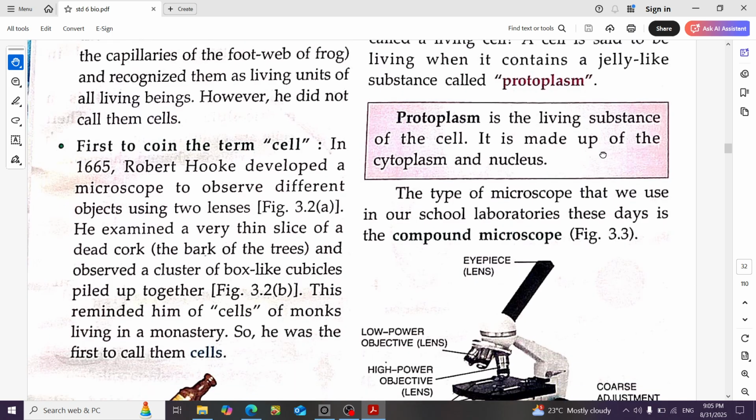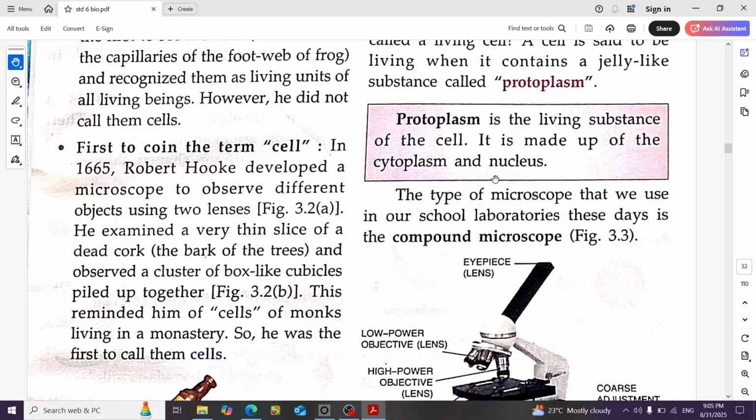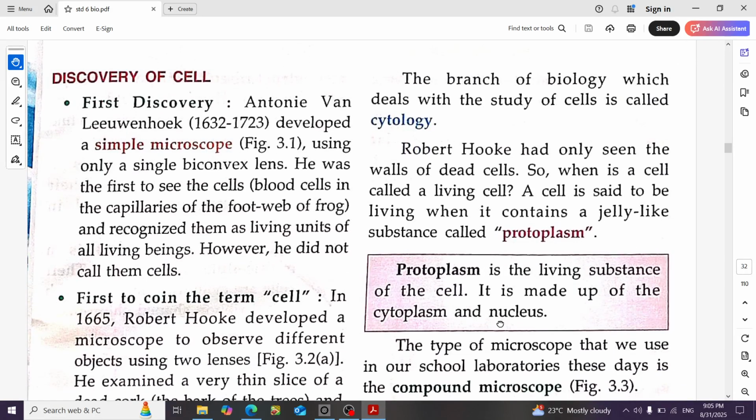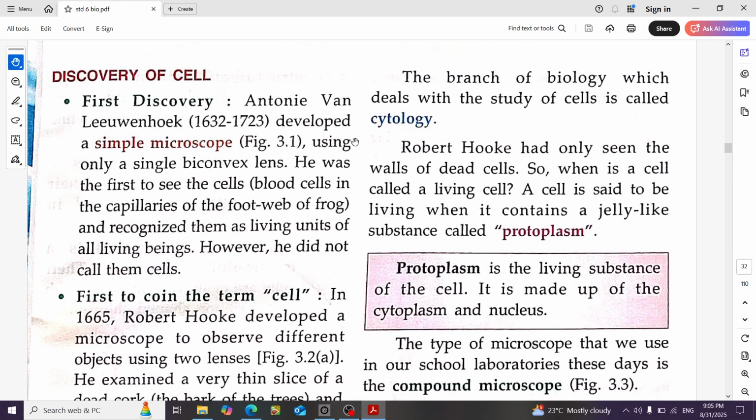So first time, Robert Hooke developed a microscope to observe the small objects. He examined the thin slice of dead cork and he felt as if they are small box-like cubicles, and he called them as cells for the first time. So he was the first to call them a cell. The branch of biology which deals with the study of cells is called cytology. Remember this. What is cytology? Biology, cytology, zoology, botany. So cytology is the study of cells.